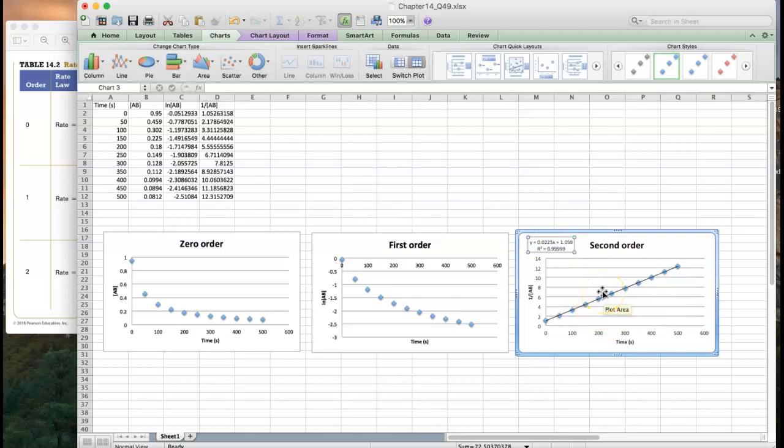0.999999. That is awesome. So I'm going to write that equation down real quick because I know we'll probably need that in a second. Equals 0.0225x plus 1.059.